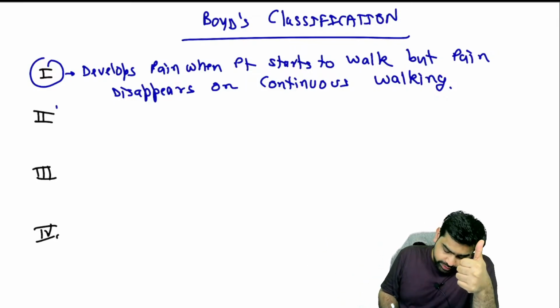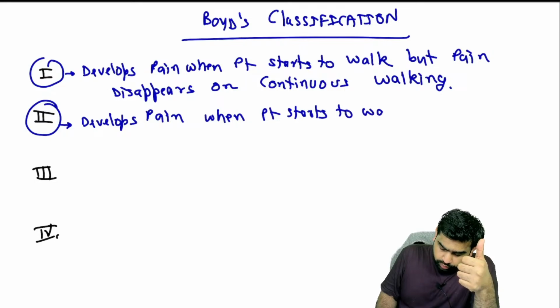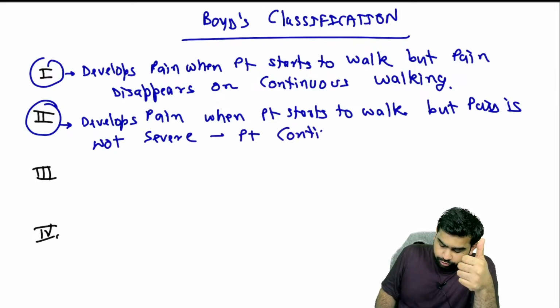What is Boyd's type 2? In the Boyd's type 2, the patient basically develops pain when the patient starts to walk, but the pain is not severe. So the patient continues to walk with pain.